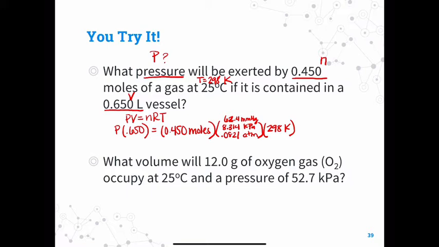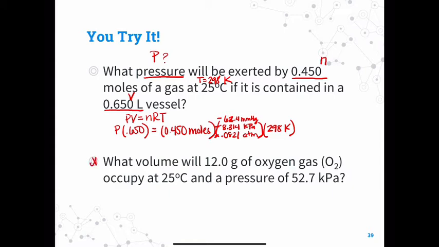It doesn't matter which one you use, but whatever one you use, your pressure is going to have that same unit. So if you use 62.4, your pressure will be in mmHg. If you use 8.314, your pressure will be in kPa. And if you use 0.0821, your pressure will be in atm. Okay? So choose one and solve it. When I give you the answers here in a little bit, I'll give you the answers for all of those. Okay? So that's the first one.